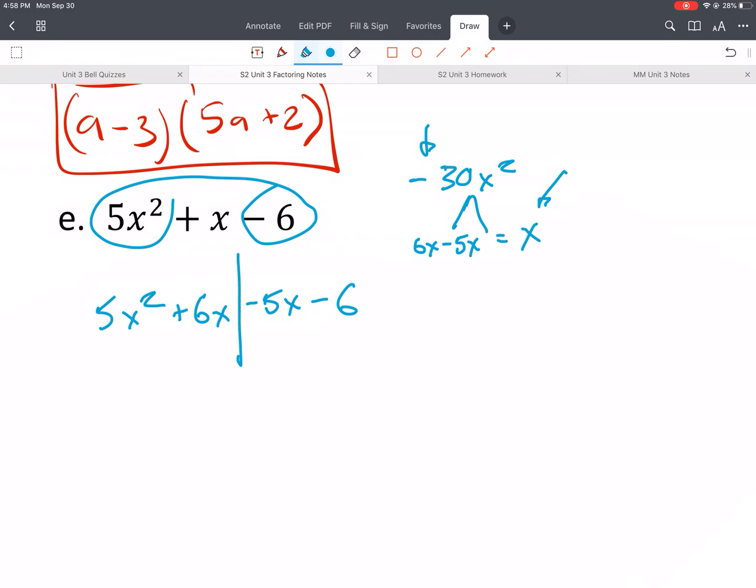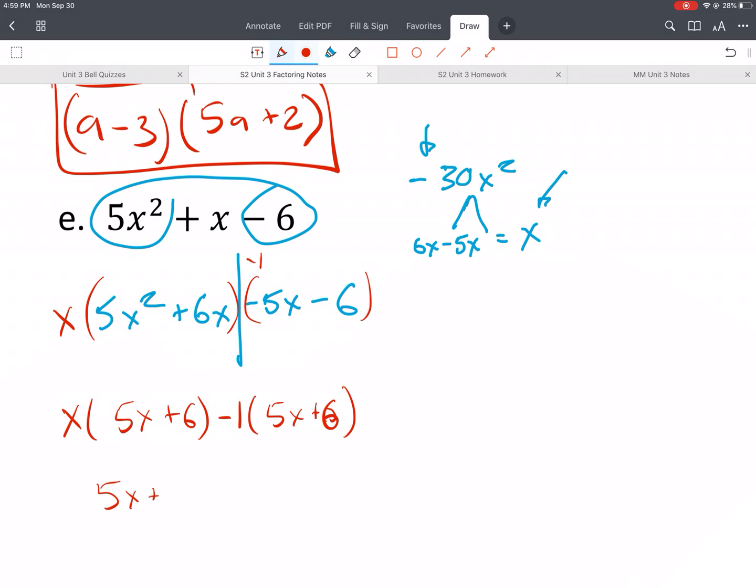All right, so cut it in half. We do our grouping. Take out an x. That leaves us with x times 5x plus 6. Here we can factor out a negative 1, so we'd have minus 1 times 5x plus 6. So we'd have 5x plus 6 times x minus 1.